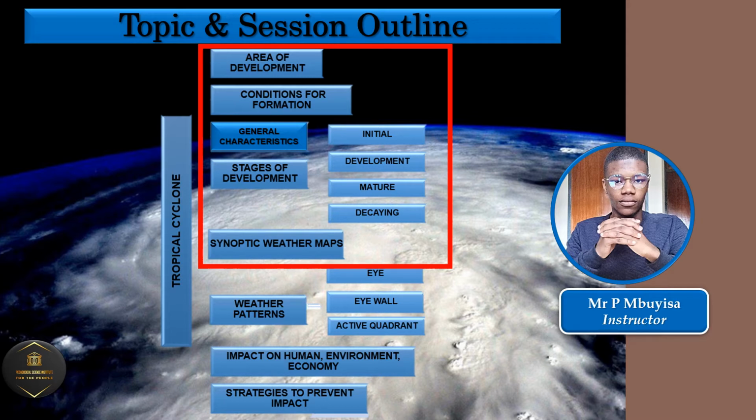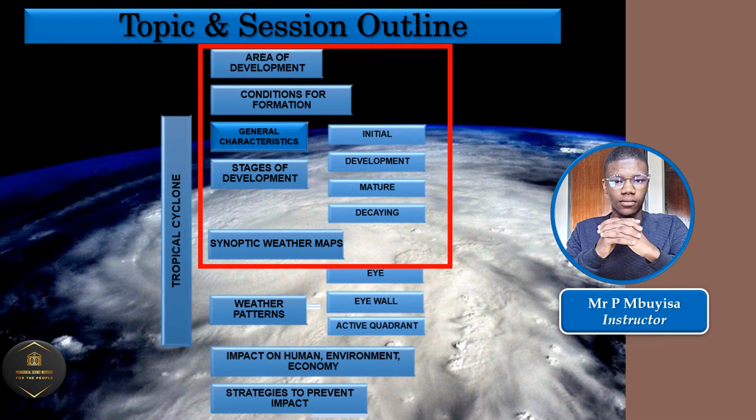We then also need to think about stages of development. Remember, we have the formation stage or the initial stage, then the developmental stage, also known as the immature stage, and we also have the mature stage and the decaying stage or dissipation stage. Those are the stages of development, and you'll notice I associated a lot of synonyms with the stages. So just know how to identify them, what happens in each one, and all of that. We'll cover that in today's session, of course.